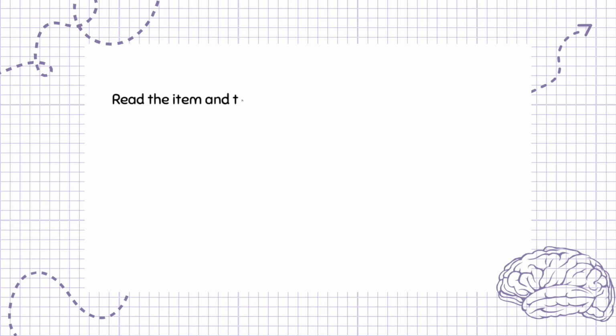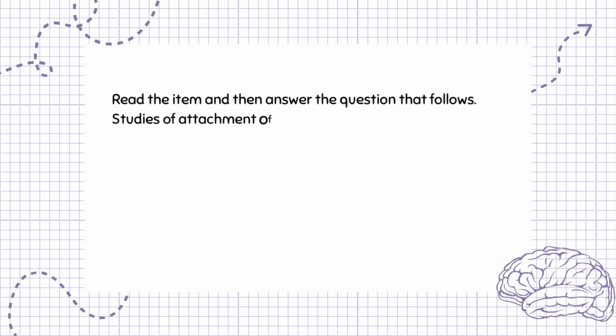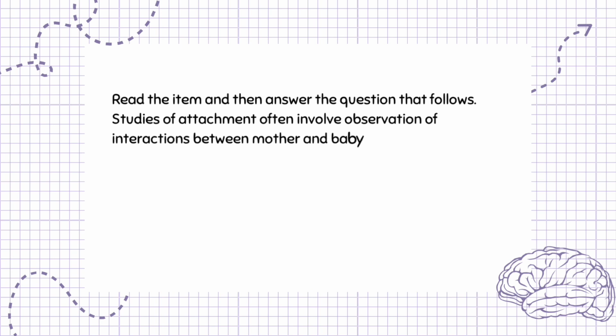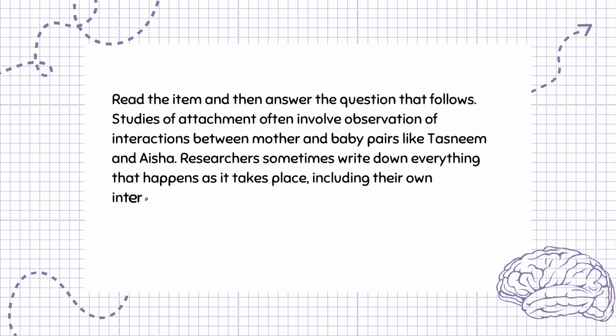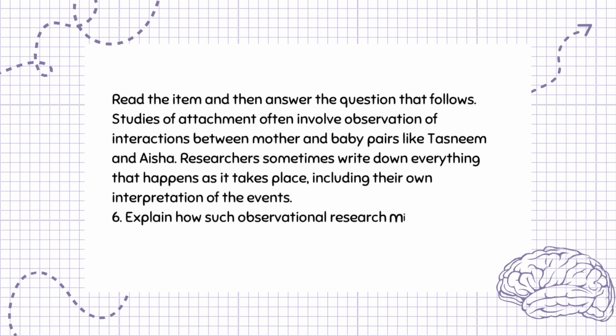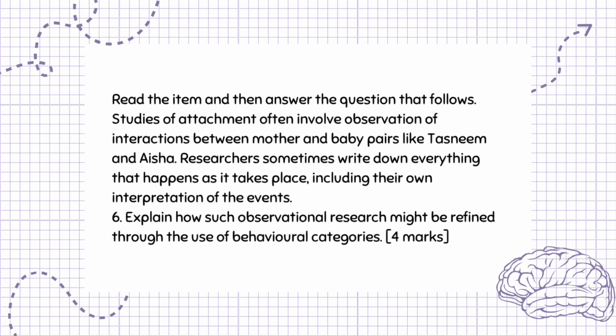Read the item and then answer the question that follows. Studies of attachment often involve observation of interactions between mother and baby pairs like Tasneem and Aisha. Researchers sometimes write down everything that happens as it takes place, including their own interpretation of the events. Question 6. Explain how such observational research might be refined through the use of behavioral categories. 4 marks.